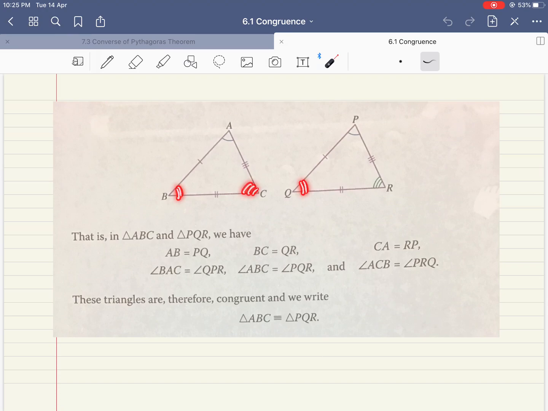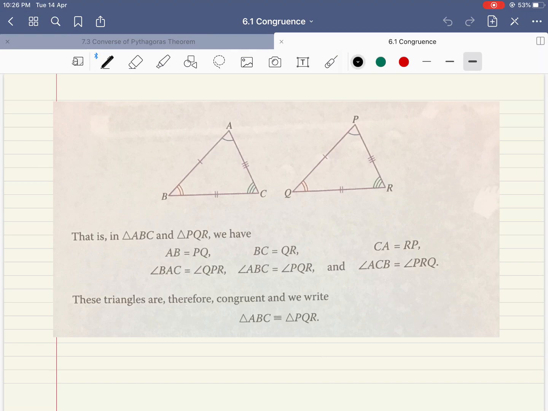Not only must the lengths be the same, all the angles must be the same. So in short, they are like a photocopy of each other. They have the same angles, and they also have the same length of sides. Notice that triangle ABC is congruent, it's not 2 lines but 3 lines to show congruency, to triangle PQR.